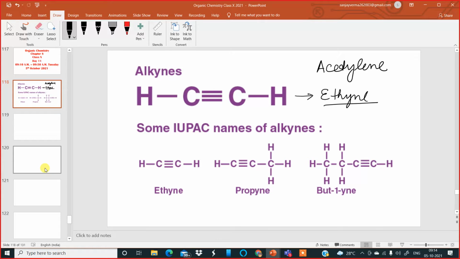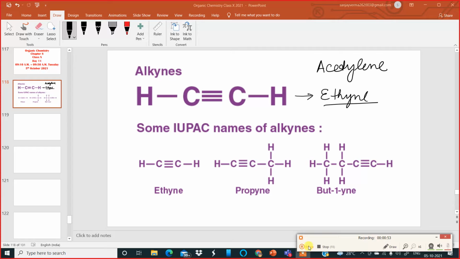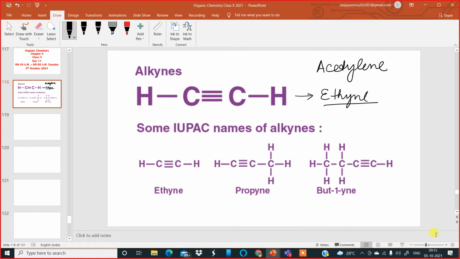Commonly it is called what? It is called acetylene. Remember that. Now the IUPAC names of some simple alkynes. Two carbon atoms, it is called ethyne. Three carbon atoms, it is called propyne. Four carbon atoms, it is called but-1-yne, depending upon the position of the triple bond.